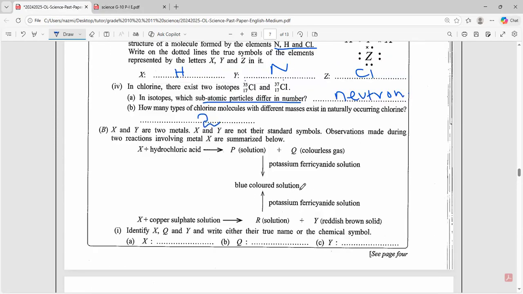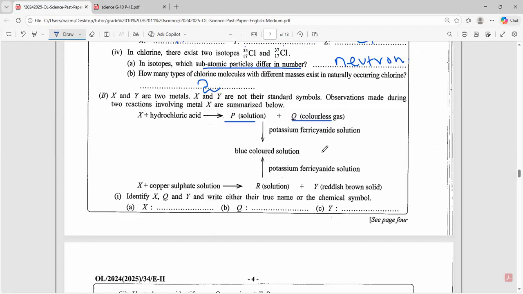Now next. X and Y are 2 metals. X and Y are not their standard symbols. Observations made during 2 reactions involving metal X are summarized as below. Now X is reacted with HCl. It's forming a solution and a gas. Okay, then X has to be a metal. When you put potassium ferricyanide solution, it's blue color. So potassium ferricyanide gives blue color with what? With Fe2 plus, no? Now X with copper sulfate is giving you a solution and a reddish brown solid.